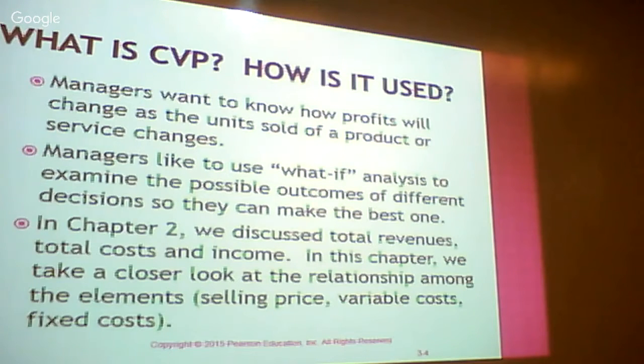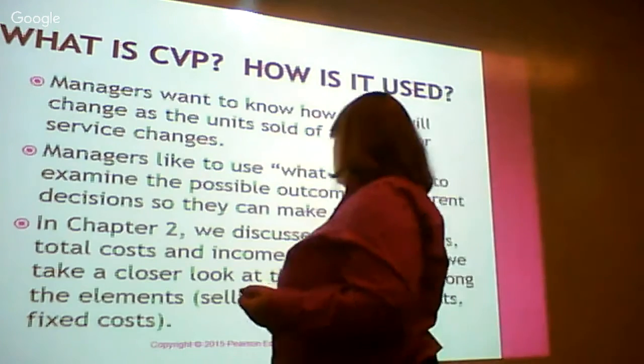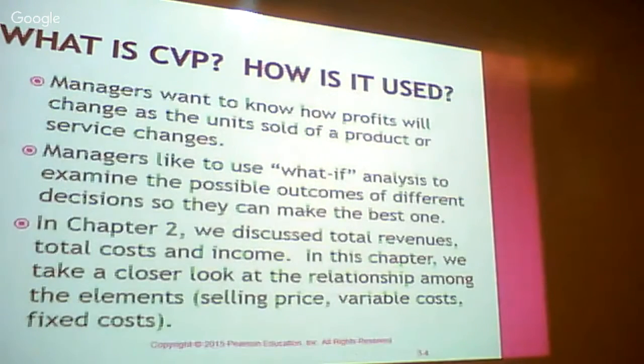In chapter 2, we discussed the total revenues, total costs, and income. In this chapter, we'll take a closer look at the relationship among these elements, including selling price, variable costs, and fixed costs.